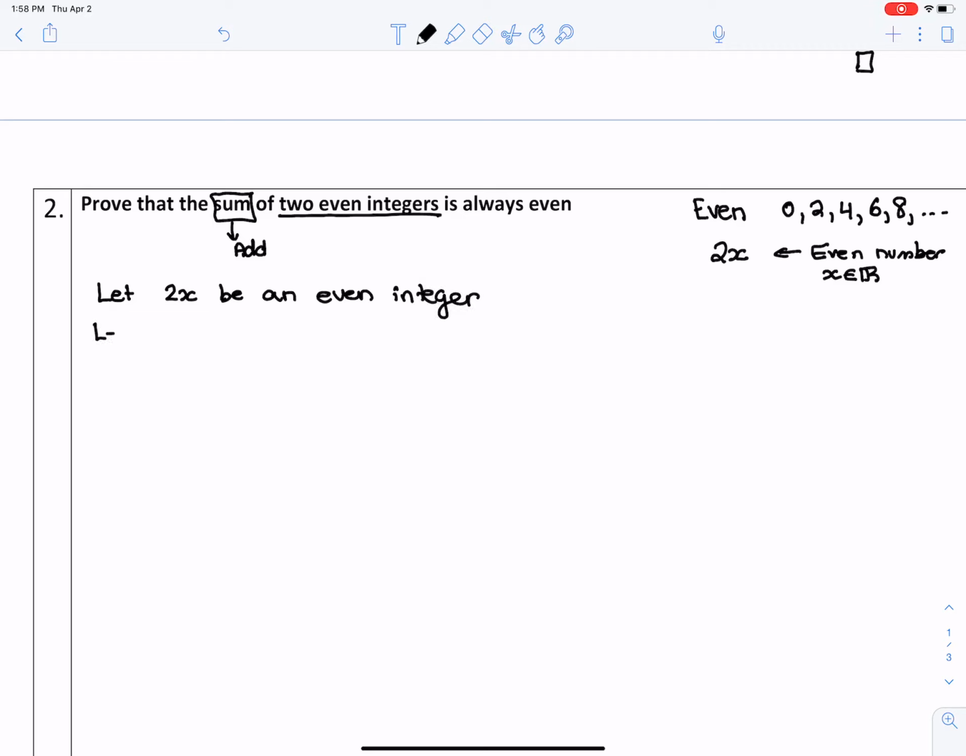And I'm going to let 2y, because we need any two integers, be the second even integer. Now what I want to show is that the result is always even. So what I need to show is that the result is 2 times anything here.